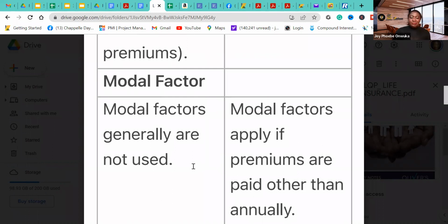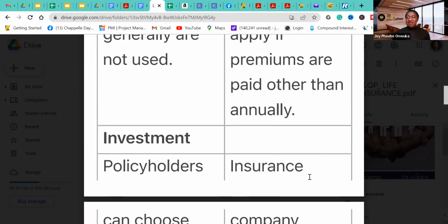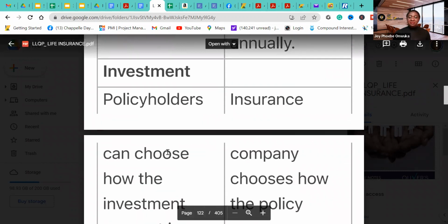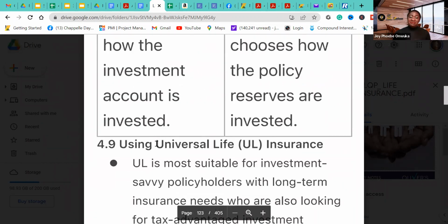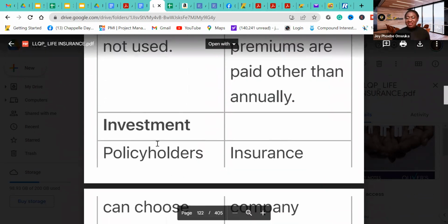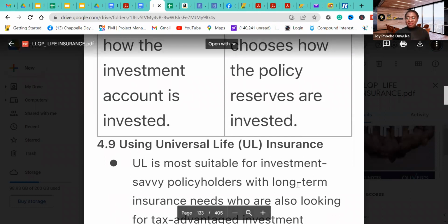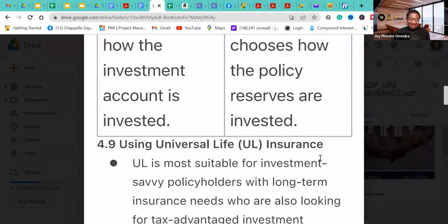Modal factor. What is the difference between UL and whole life when it comes to modal factor? Modal factor for UL is generally not used. Okay. Now for whole life, modal factor applies if premiums are paid other than annually. Okay. Now investment. Policyholders can choose how the investment account is invested. For whole life, the insurance company chooses how the policy reserves are being invested. You got it? All right.